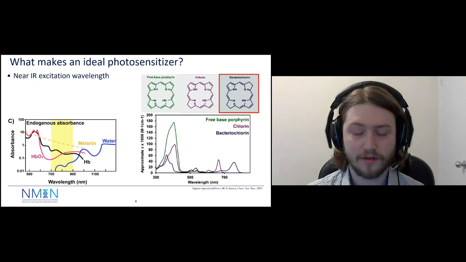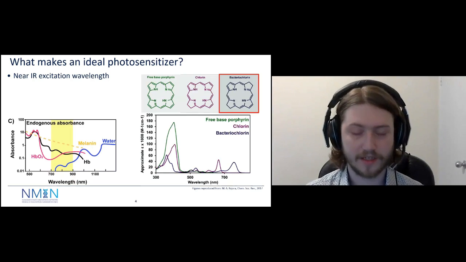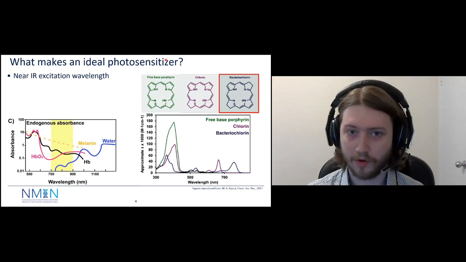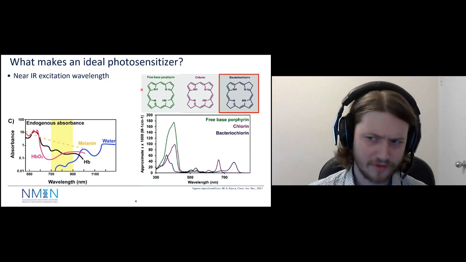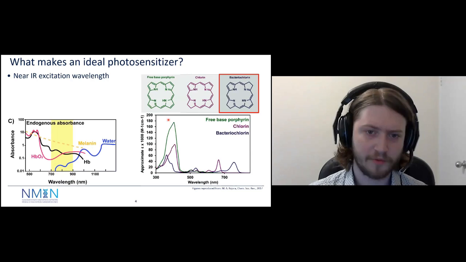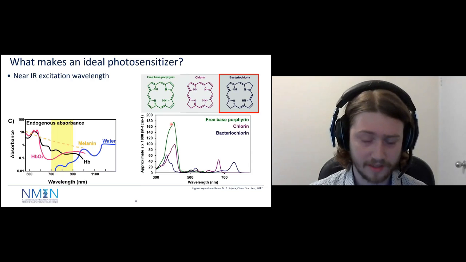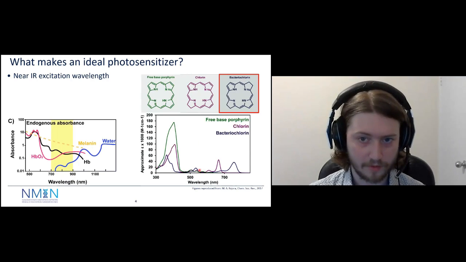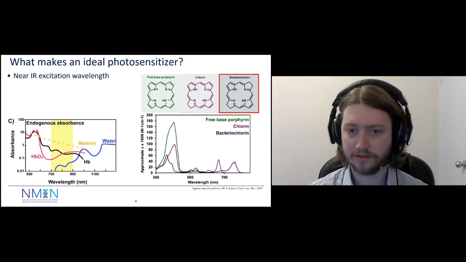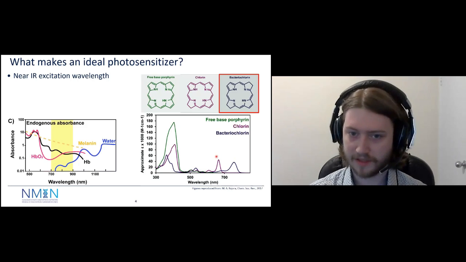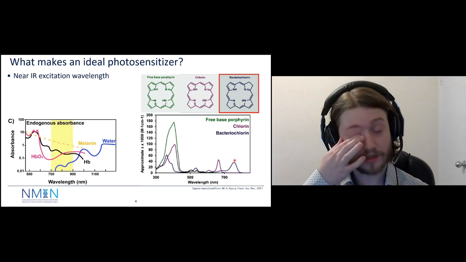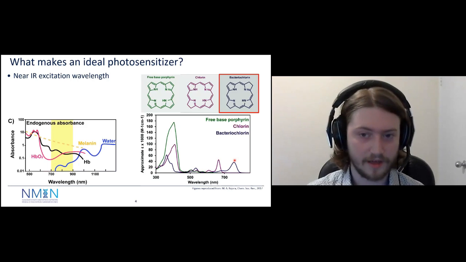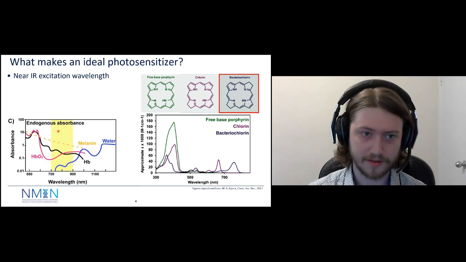Now, when we consider three of the most heavily investigated photosensitizers, these are the porphyrins, the chlorins, and the bacteriochlorins, we can see that structurally they look very similar. However, when we consider their optical spectra, there are very significant differences. And what I would like to draw your attention to is that as we go from porphyrins to chlorins to bacteriochlorins, there's a very significant redshifting of the excitation peak, with bacteriochlorins having an excitation peak at roughly 750 nanometers, which is right within this tissue optical window.